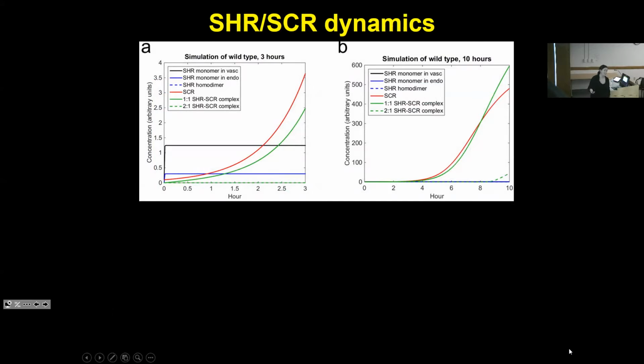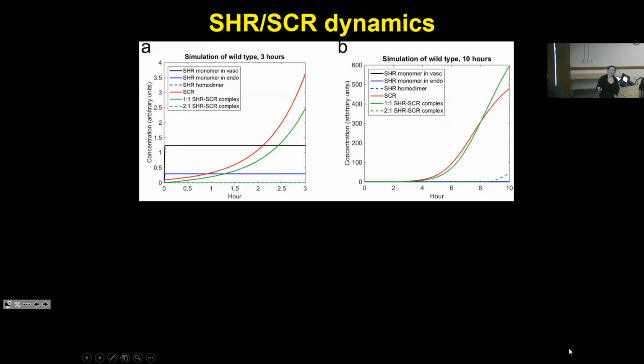So what this first outcome simulation of the model tells you is that we don't know anything about short root. Short root is produced and it stays constant. We can't do much about that until we identify the upstream regulator of short root. The red line is the expression of scarecrow over time, and you can see that about 2.5 to 3 hours is when you reach the highest expression of scarecrow.